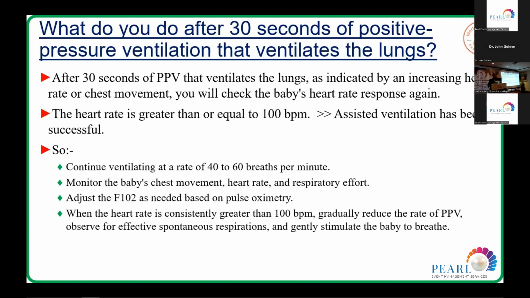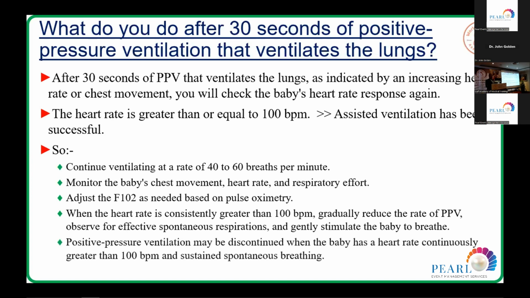When the heart rate is consistently greater than 100 beats per minute, gradually reduce the rate of PPV and observe for effective spontaneous respiration and gently stimulate the baby to breathe. PPV may be discontinued when the baby's heart rate is continuously greater than 100 beats per minute and there is sustained spontaneous breathing.